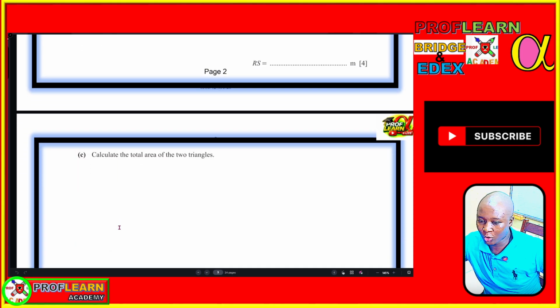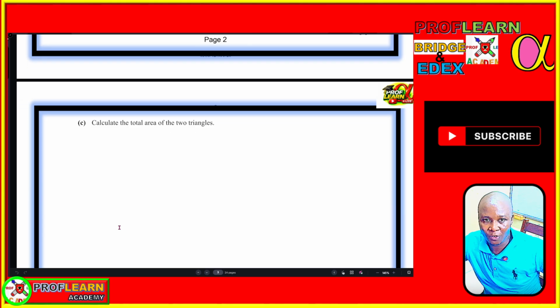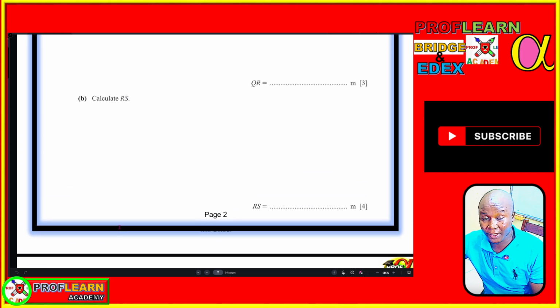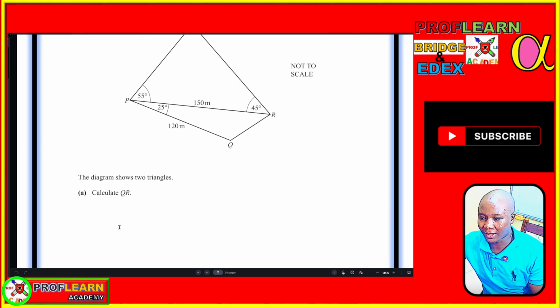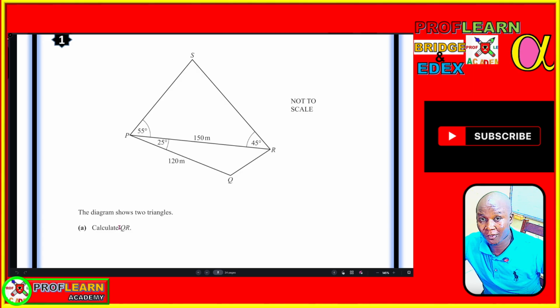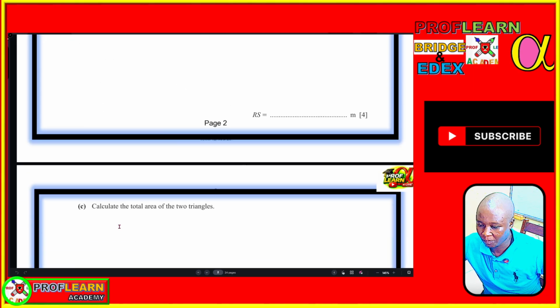You need also to be prepared to find area of triangles. For instance, area of a triangle using a half AB sine theta, or a half base times height, depending on the kind of information that is provided in the question.